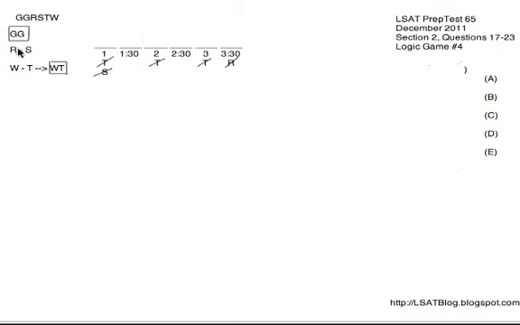They tell us that R is before S, meaning that S cannot be 1 and R cannot be on 3:30, which is the last space here. Then finally, if W is before T, then it must occur consecutively in that order. So this is a general bare bones diagram for the game.